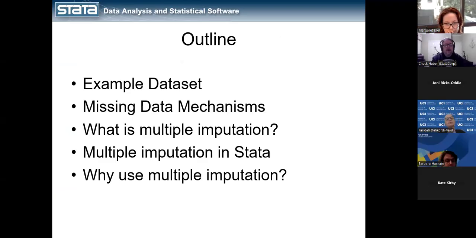So here's what we're going to cover today. I'm going to talk a little bit about an example data set, and then we have to talk about missing data mechanisms because it makes a difference as to whether or not multiple imputation is appropriate or not. And then we'll talk about the idea and the concept of multiple imputation. And then I'm going to show you how to do it using Stata. And then we'll come back at the end and talk a little bit about why. We'll talk about why along the way as well.